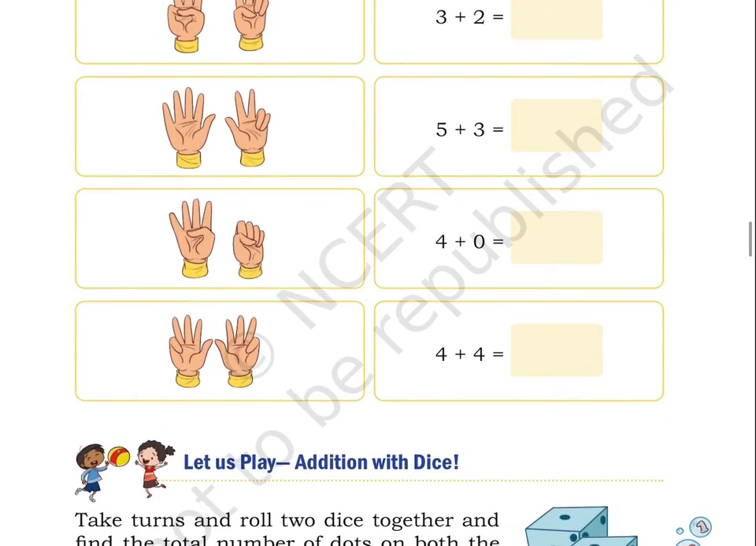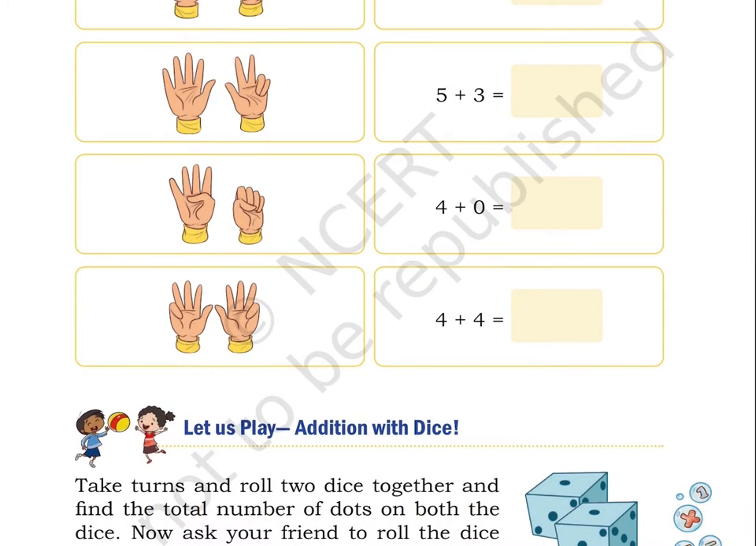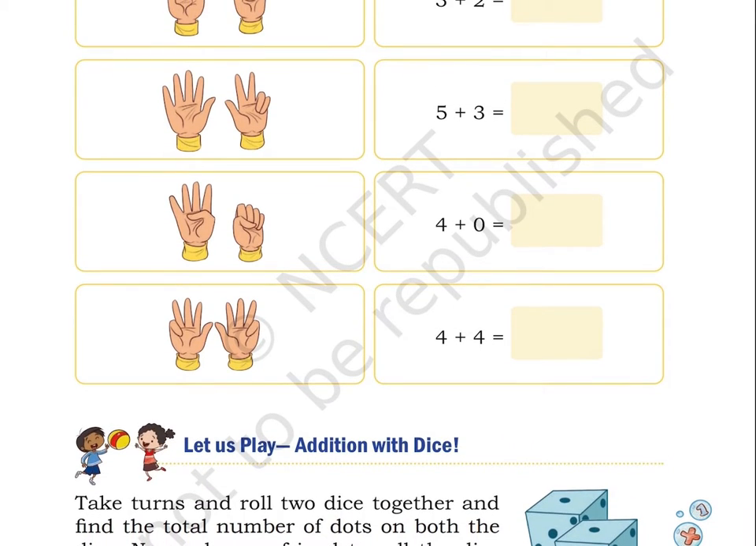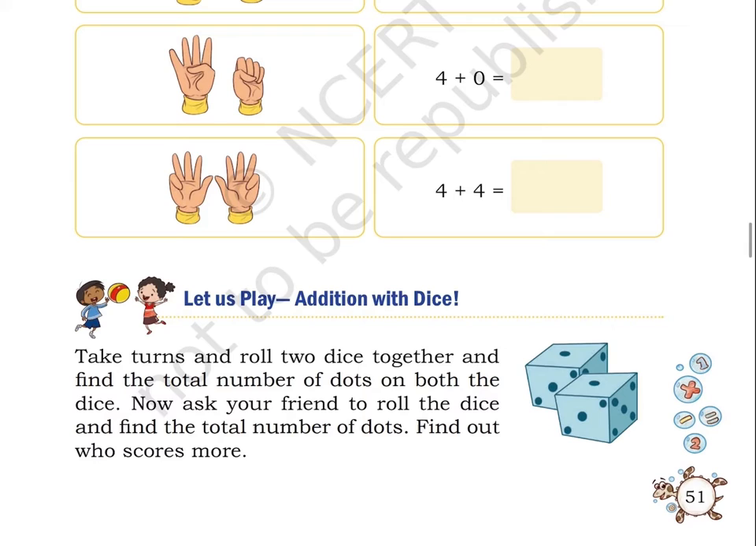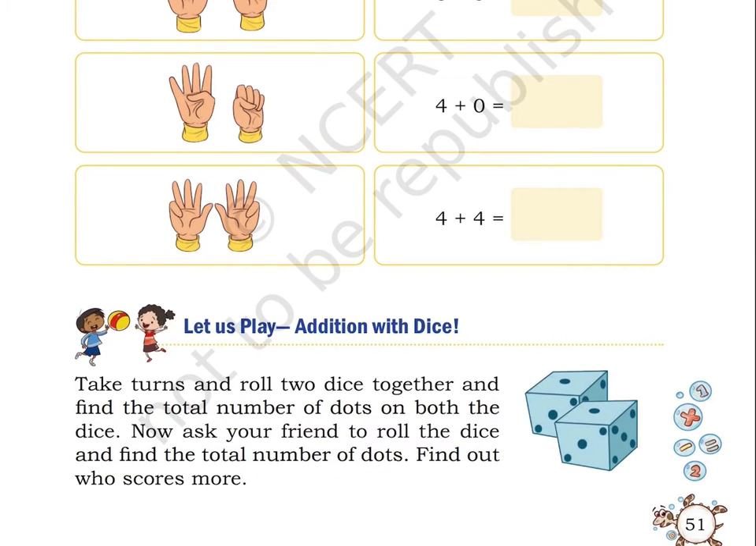In the fourth box, one hand is showing four fingers and the other hand is showing no fingers. On the right side, inside the box, 4 plus 0 is equal to blank is given. In the fifth picture, one hand is showing four fingers and the other hand is also showing four fingers. On the right side, inside the box, it is written 4 plus 4 is equal to blank. Let us play addition with dice.